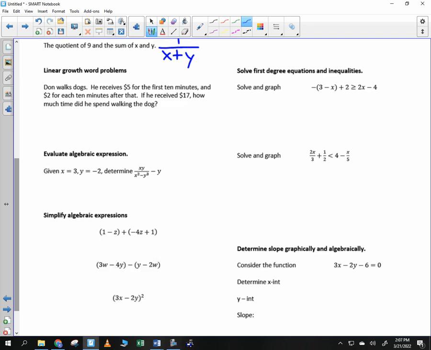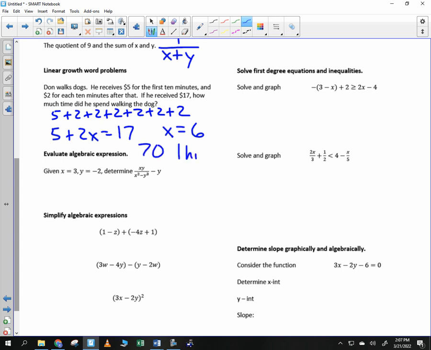Okay, some people set this up by taking 5 plus 2 plus 2 plus 2, and they do that until they finally get to 17. I don't care. It doesn't matter to me how you do it. But the other people say, well, 5 plus 2x is equal to 17. So they find out that x is equal to 6. So that means that there were 6 of the 10-minute versions, and then there was the initial 5. So how many total intervals did he have? 7. So 70 minutes, or 1 hour and 10 minutes.